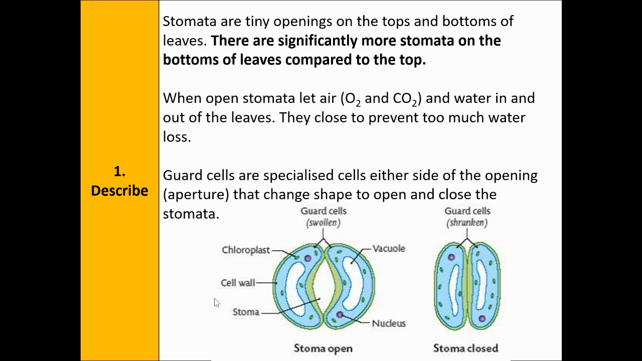Stomata are tiny openings on the tops and bottoms of the leaves. There are significantly more stomata on the bottom compared to the top. When the stomata are open, they let oxygen and carbon dioxide in and water out of the leaves. They close to prevent too much water loss. Guard cells are specialized cells on either side of the opening that change shape to open and close the stomata.